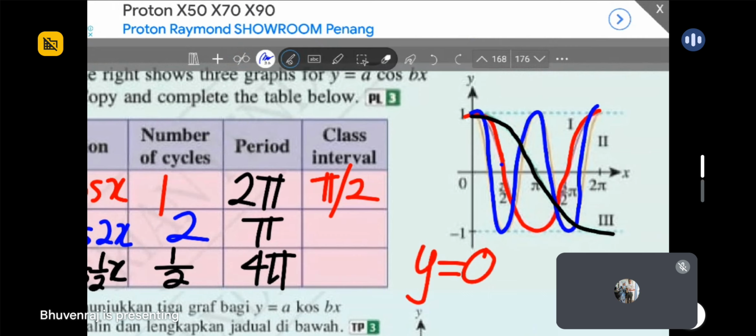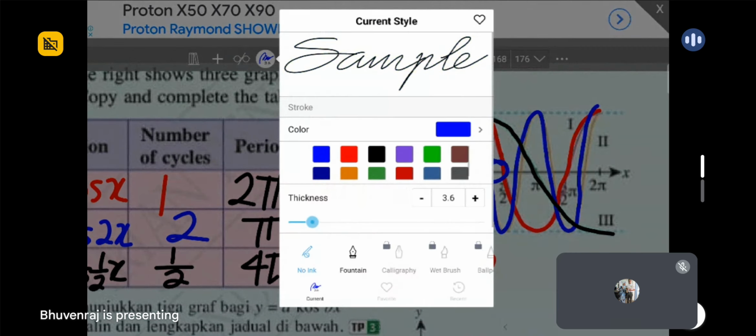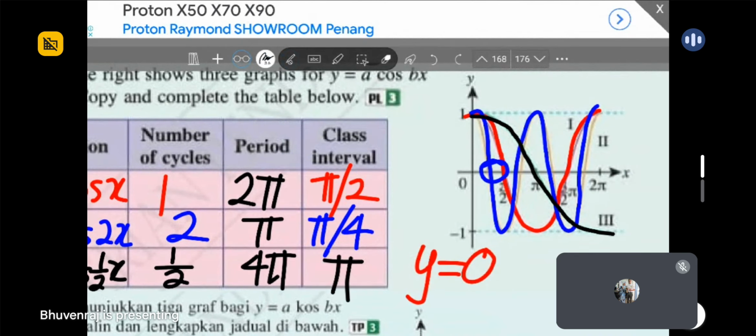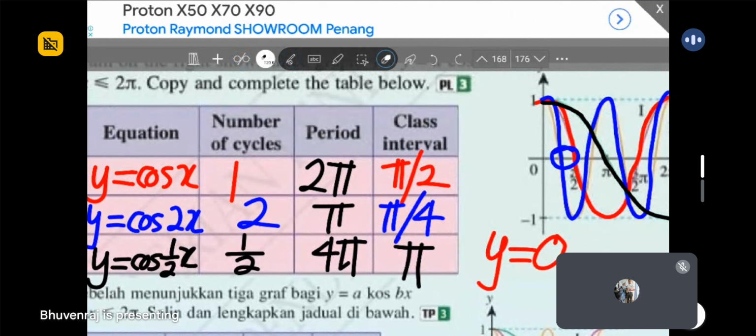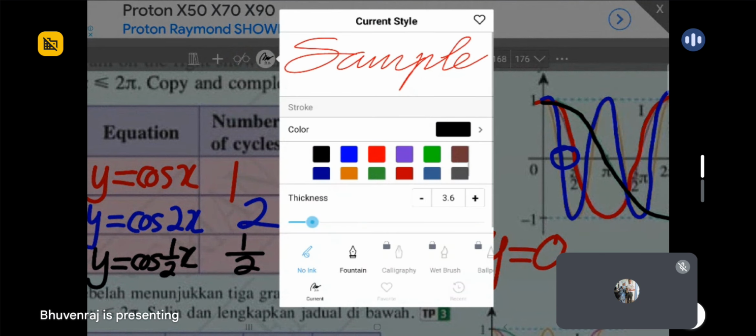Okay, and then for the blue graph, it cuts over here. So this is actually the midpoint, guys, of 0 and pi over 2. Titik tengah, which is going to be pi over 4. Am I right? Okay, and then the black graph, you see it cuts at pi. Dia potong paksi x pertama kali pada pi. So that means the class interval is actually pi. Okay, are you clear, guys? Boleh dapat konsep dia? How you get all these values?